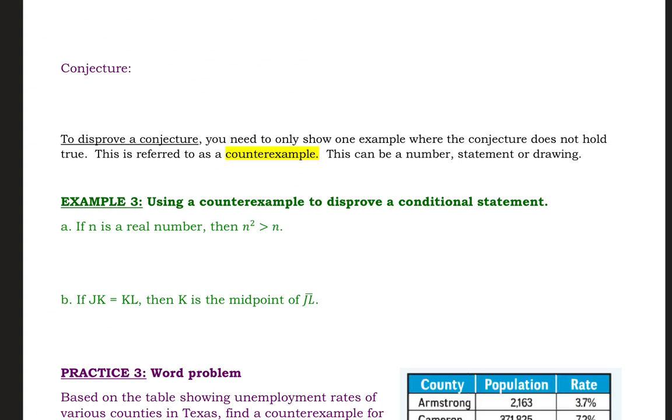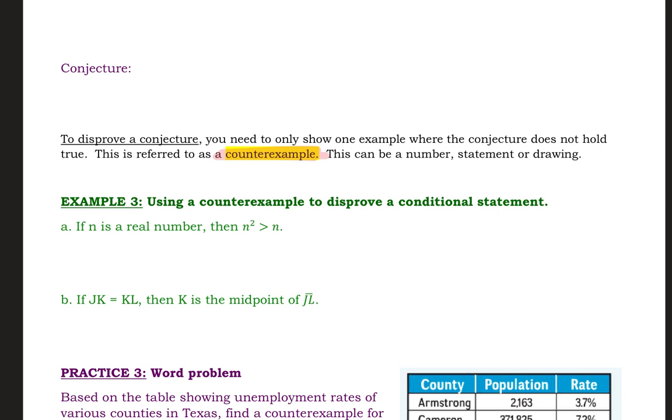All right, let's come down to counterexample. This is the last one we were going to look at. A counterexample is where you're proving the statement to be false. You're not giving me an example; you want an example that proves the entire statement to be false. So here I have, if n is a real number, then n squared has to be greater than n.